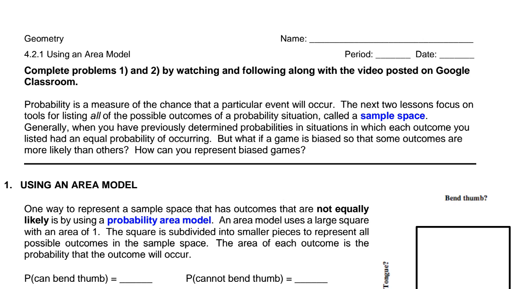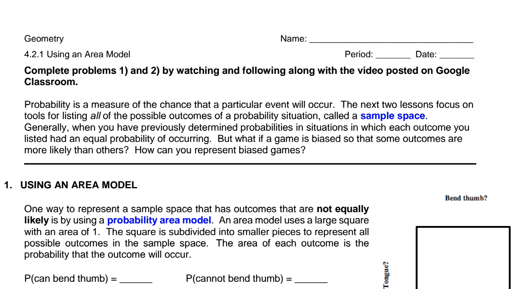So just starting at the top, talking about probability, it's a measure of the chance that a particular event will occur. In the warm-up, you compared, I think, bending your thumb and rolling your tongue. You compared those probabilities to each other, and what's the probability that you could do both or you could do one or the other. Here we're going to look at some other examples where it might not be quite as clear-cut.